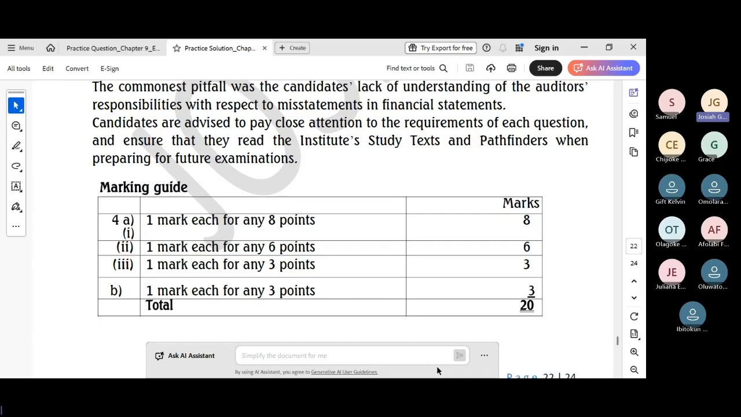And for the B part, it's 3 marks. And to pick the 3 points, related to the necessary disclosure of material non-adjusting events based on IAS 10. IAS 10's disclosure requirements say non-adjusting events must not be adjusted in the financial statements. That's the requirement, but they must be disclosed. So for non-adjusting events, disclosure in the notes, if those items are material, is very important.